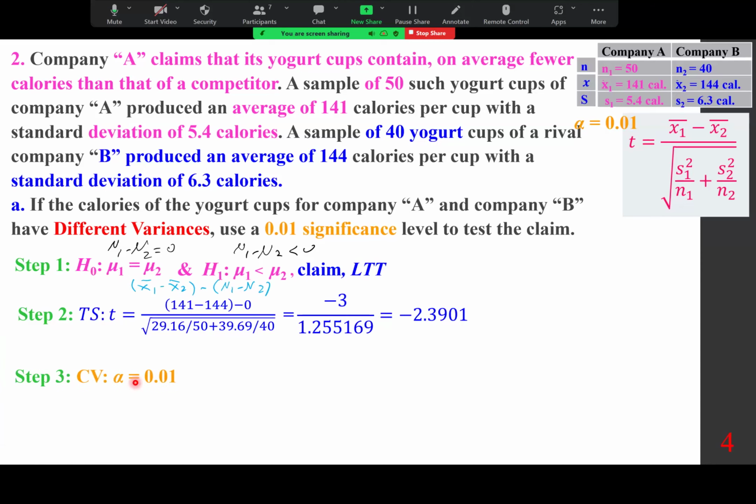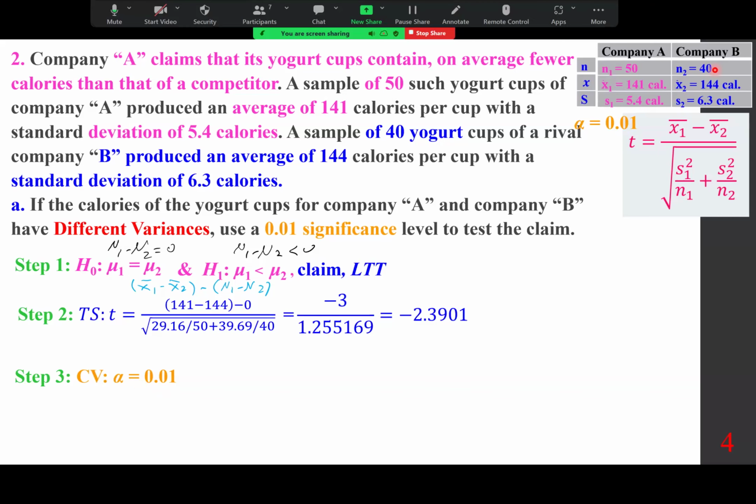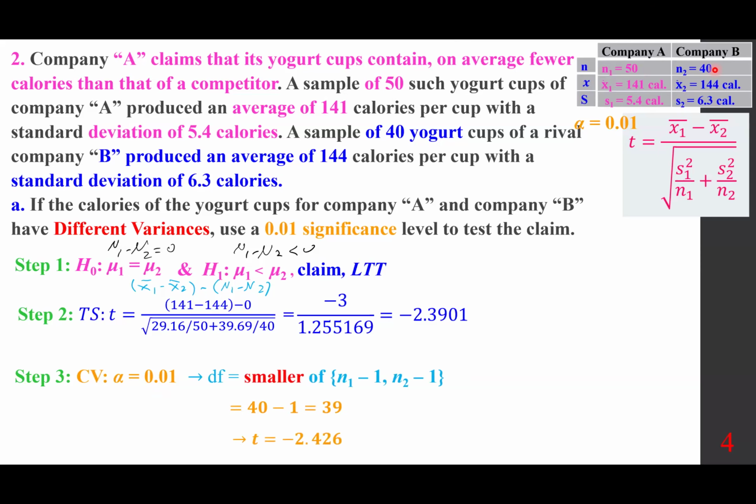The next step is the critical value from the choice of alpha equals 0.01. Because you're dealing with a t distribution, the reason is because sigma is missing, of course, you go with the degrees of freedom. And in this case, where the table is used, we go with the smaller of the two. This is n1 minus 1, 49. This is n2 minus 1, 39, and the smaller is 39. And from the table, we get negative 2.426.